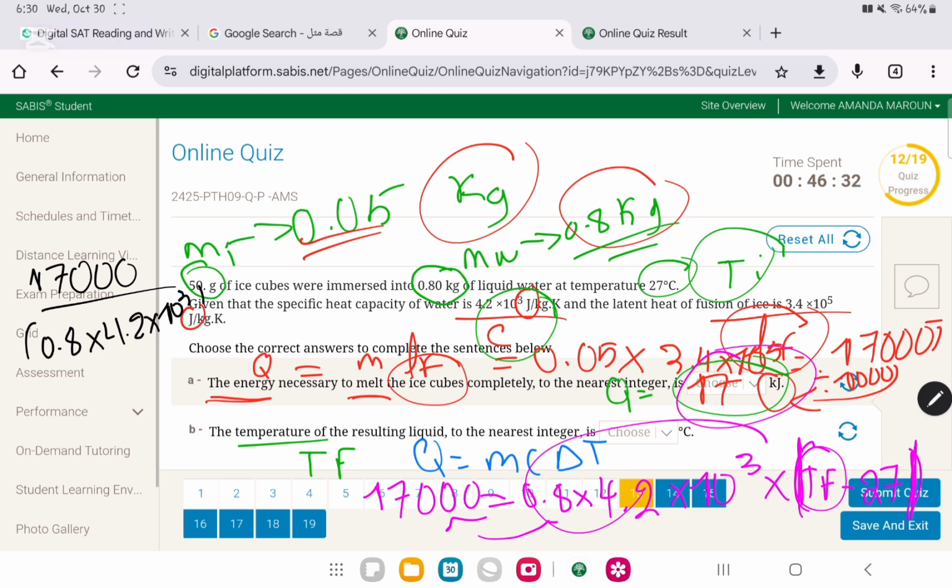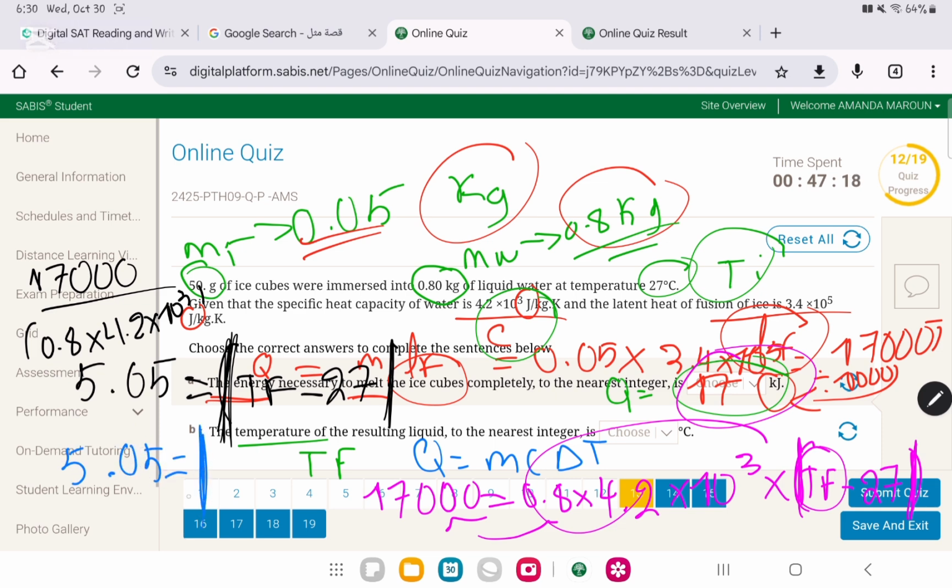If you do it on your calculator, you are going to get 5.05. So they told us 5.05 is equal to temperature final minus 27. But of course, it is an absolute value. So if you remember from math, whenever we have an absolute value, we can switch the signs. So that means it is now 5.05 is equal to the absolute value of 27 minus temperature final.